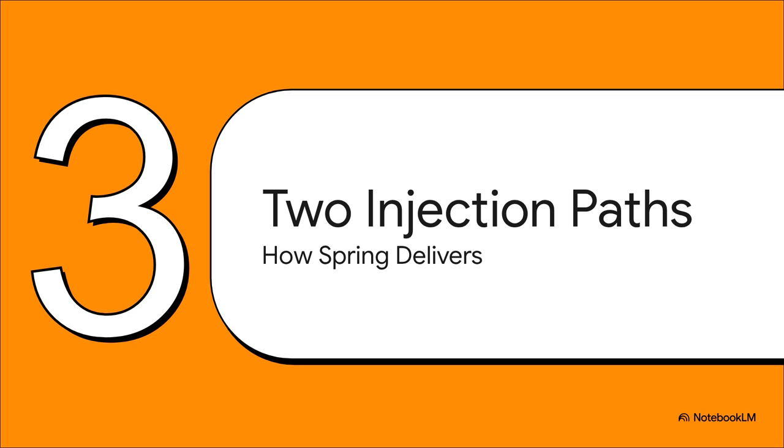Okay, so we've got it. Spring is going to handle injecting our dependencies. But how? How does it actually deliver them? This gets us to the real heart of our explainer today: the two main ways Spring gets this done. Yep, when it comes to dependency injection in Spring, you've basically got two main paths you can go down.